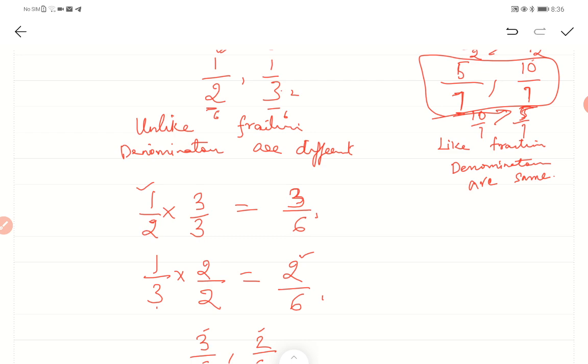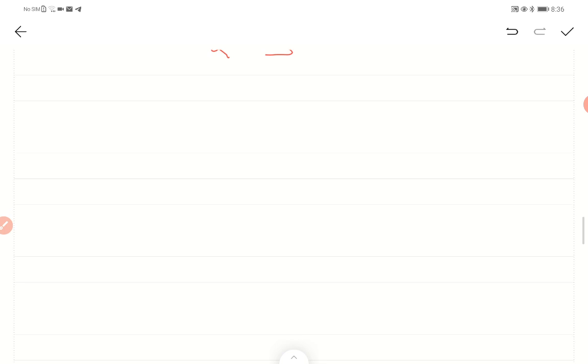So actually, if you have either the numerator equal or the denominator equal, you can compare them directly. See, if you have 1 by 2 and 5 by 2, you can easily compare. Denominators are equal, so you will compare numerators. The number which is greater in the numerator is the bigger number.